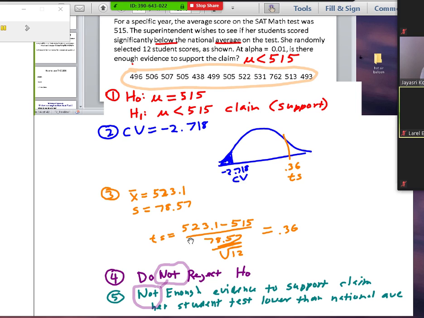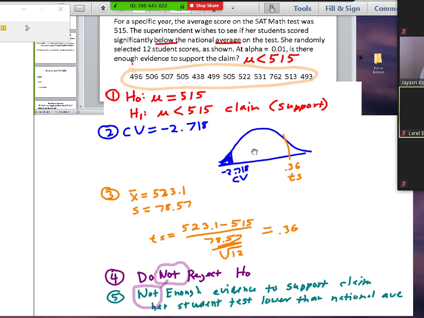And then you put them into your test stat. So you have your X bar minus your mu. Mu is from the sample again, right? Pop that in there. Divided by S over square root of n. My n was 12, right? 12 students. We selected 12 students. And you got 0.36. That's your test stat.